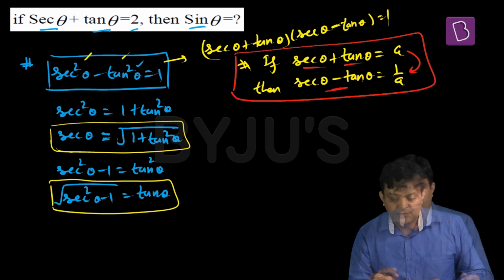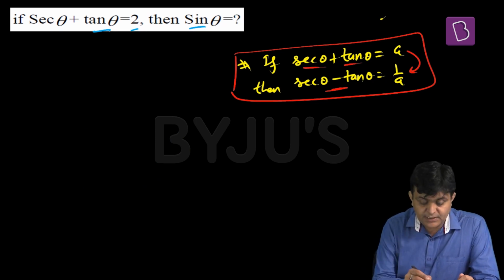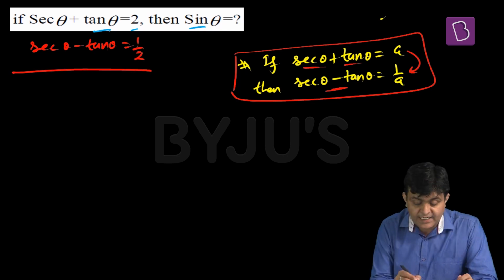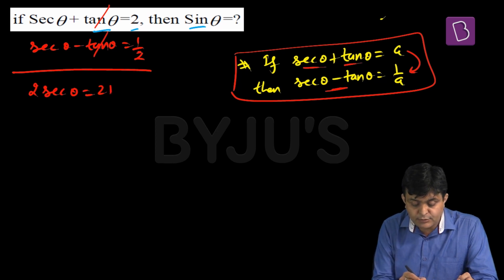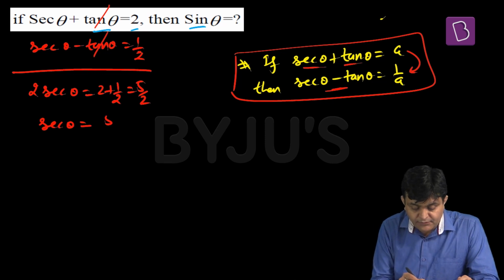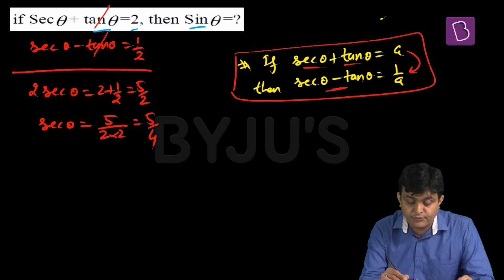Right? Let's see how. So given to us secant theta plus tan theta is 2. So secant theta minus tan theta is 1 by 2. So adding these two equations, we get tan theta cancel out. 2 sec theta is 2 plus 1 by 2, that is 5 by 2. Got it? Now sec theta is 5 by 2 and this 2 becomes here, it is 5 by 4. Then we have to find sine theta.